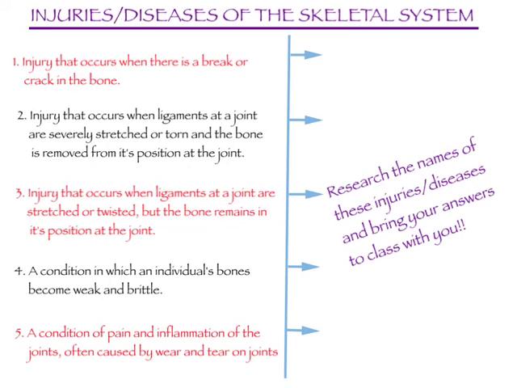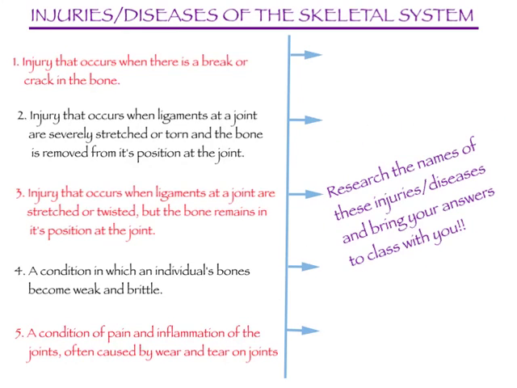Now, even though our skeletal system is pretty amazing, we have a lot of bones, we have 206 bones, so it's pretty vast, it's pretty durable. It's not without its own injuries and diseases. If you look on the left-hand side over here, I have 5 different types of injuries or diseases that occur to our skeletal system. What I want you to do is research these injuries and diseases and come up with the names of them and bring these answers to class.